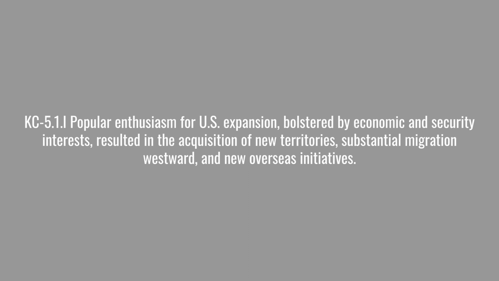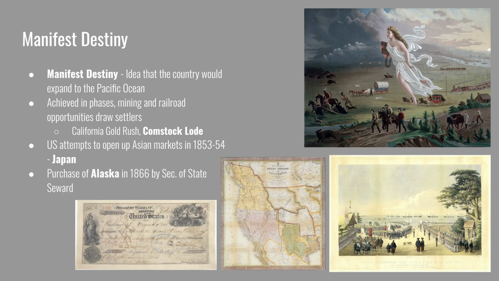The next key concept covers the expansion of the United States as part of the larger phenomenon of manifest destiny. Popular enthusiasm for U.S. expansion, bolstered by economic and security interests, resulted in the acquisition of new territories, substantial migration westward, and new overseas initiatives. Manifest destiny was the idea that the country was going to expand all the way to the Pacific Ocean.